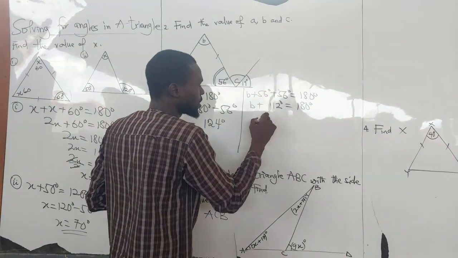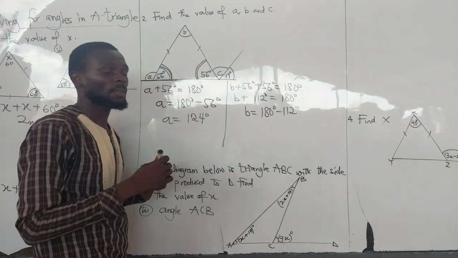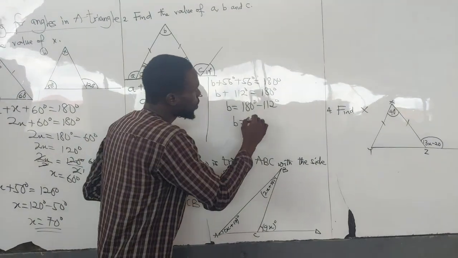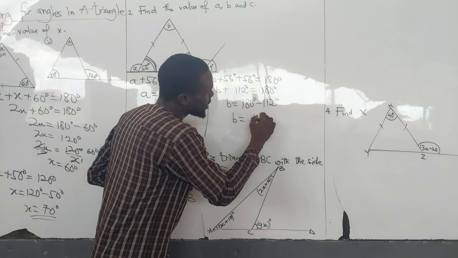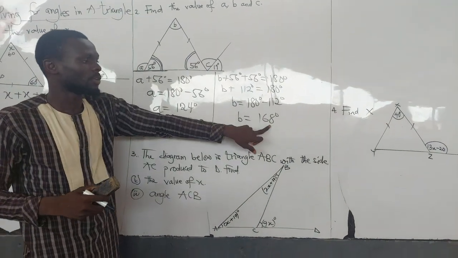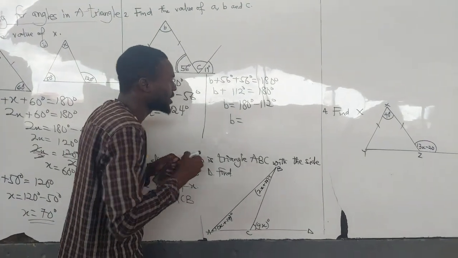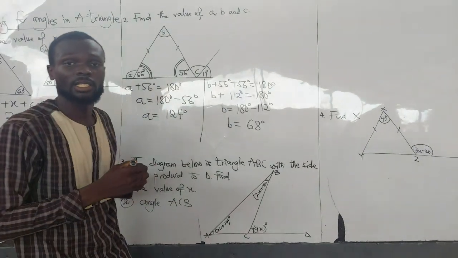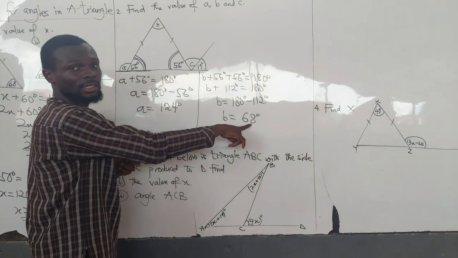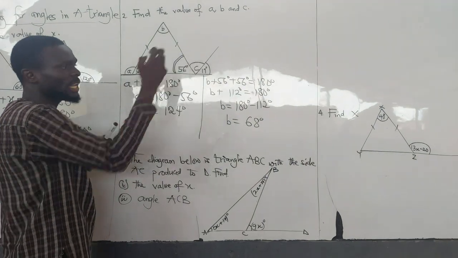You group like terms. B is equal to 180 degrees minus 112 degrees. From here, you subtract. So B is going to give you 68 degrees. So now the value for B is what? It's 68. Now that we have the value for B, we have the value for A. What are we left with? We are left with C.